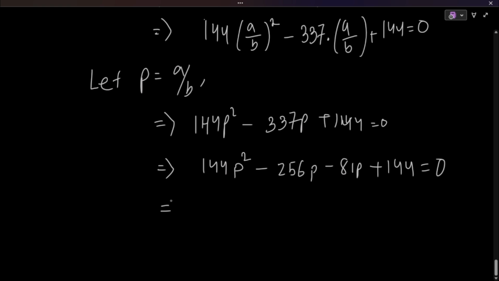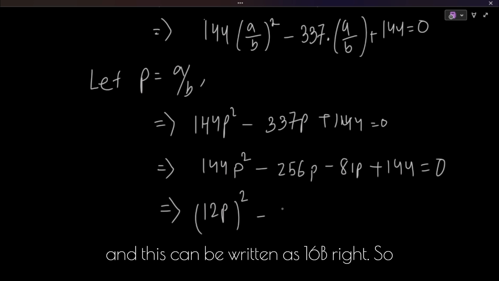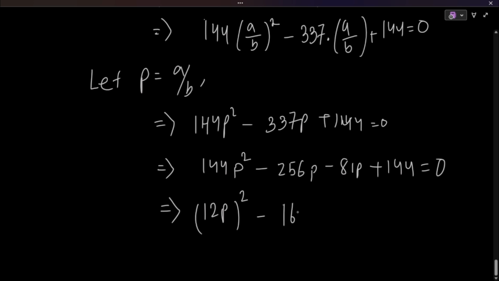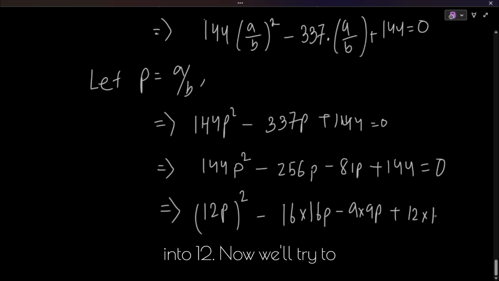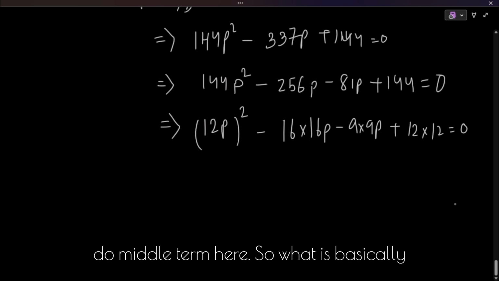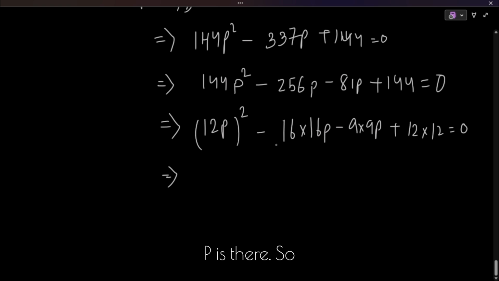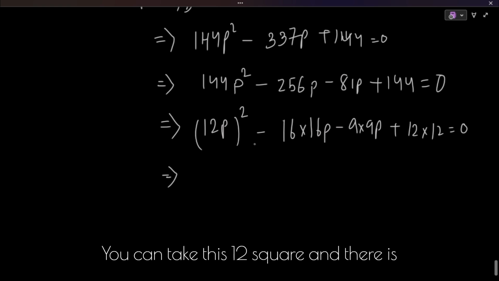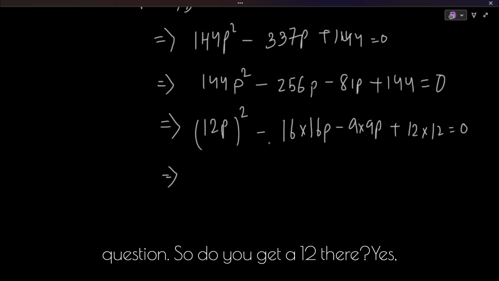See that. This gives us 12p whole square minus, now 256 is there, and this can be written as 16p, right? So this can be written as 16 into 16p. And similarly, this can be written as 9 into 9p, and this can be written as 12 into 12. Now we'll try to do the middle term here. So what is basically common from these two equations? Obviously, p is there. So you can take this 12 square and there is this 256. So out of 144 and 256, what do you get in common? That's the question.